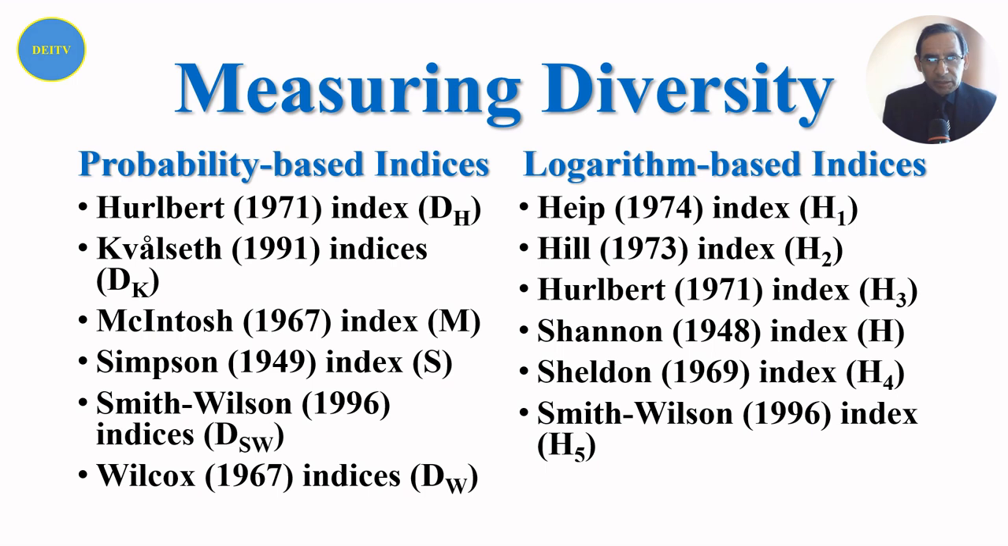The logarithm-based indices include the HEAP or HYPE index, the Hill index, the Hurlbert logarithmic index, which will be discussed, and the Shannon index, which is the basis for the HEAP, Hill, Hurlbert, Sheldon, and Smith and Wilson indices. After discussing the Shannon index, I'll discuss the Sheldon index in a future episode, and then the Smith and Wilson logarithm-based index, which was again covered in episode 2.